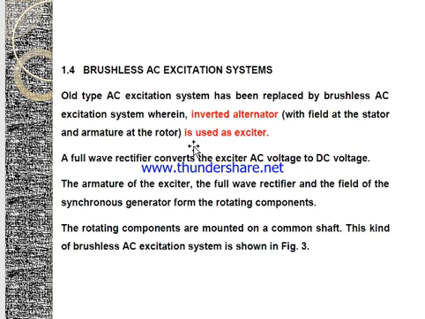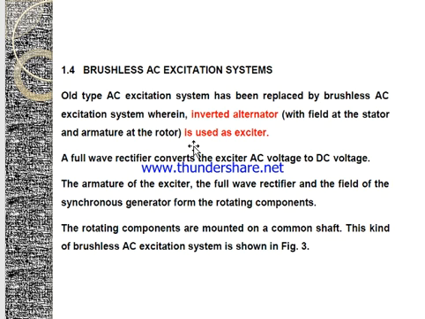Next, in the case of the brushless AC excitation system, the old type of AC excitation system has been conveniently replaced by it because it offers many advantages, wherein an inverted alternator is used as an exciter. An inverted alternator is one which has its field at the stator and armature at the rotor. A full wave rectifier will convert the exciter AC voltage to DC voltage. The armature of the exciter, the full wave rectifier and the field of the synchronous generator form the rotating components. The rotating components are mounted on a shaft.